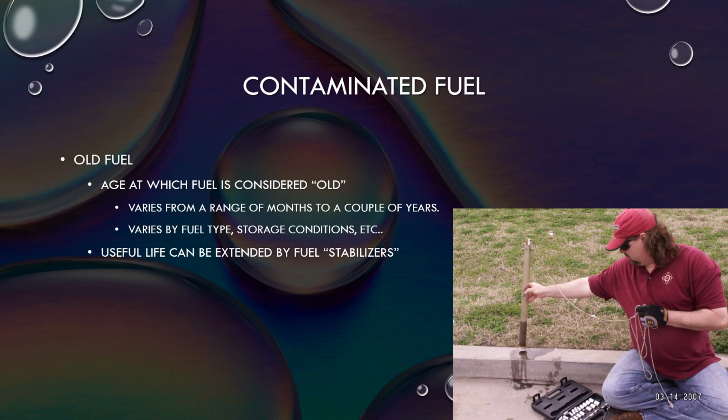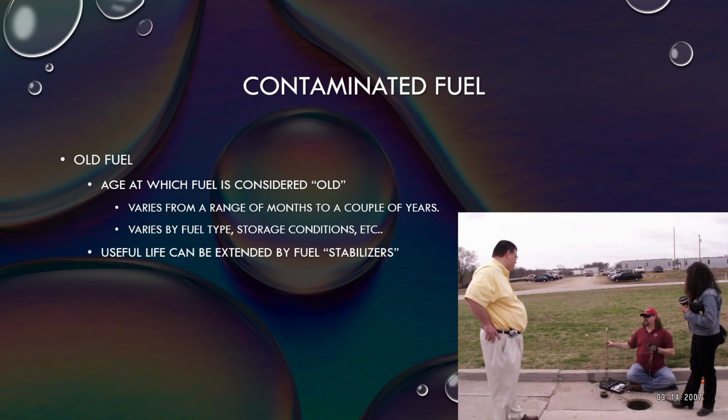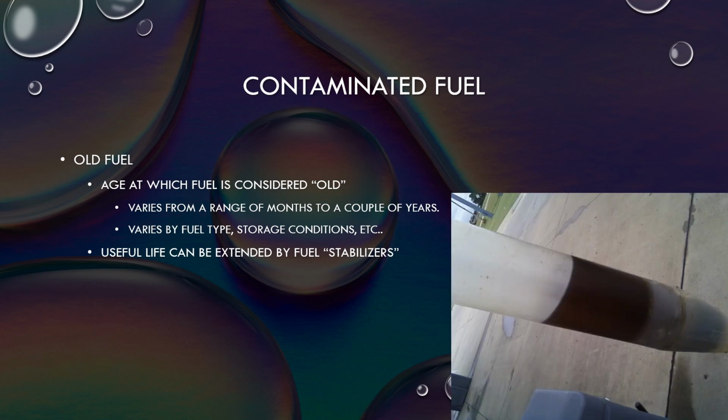For example, contaminated fuel is old fuel, and that's fuel that's been in the tanks and been stagnant for a long time. The age for a fuel to become old fuel can range from 3 months up to a couple of years. It varies by the type of fuel, the conditions that it's being stored in, if you've added any kind of fuel stabilizers to it, if it gets turned over very often.